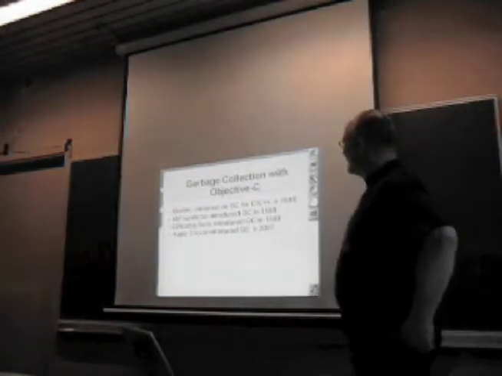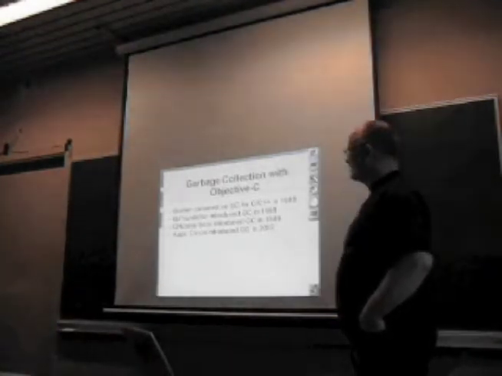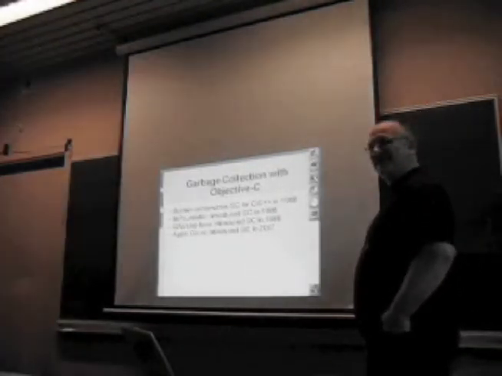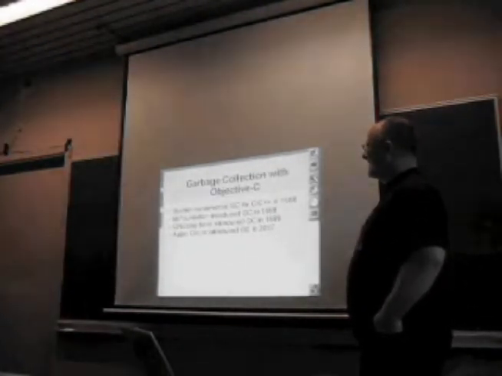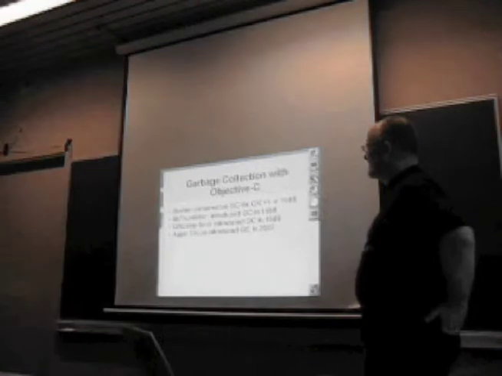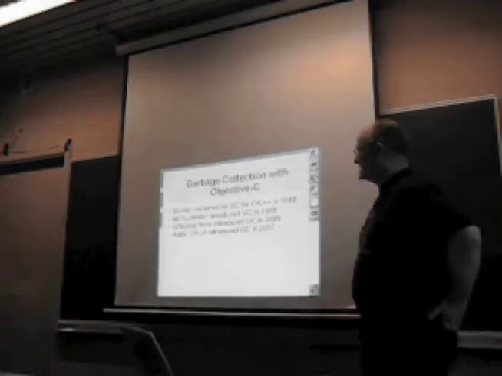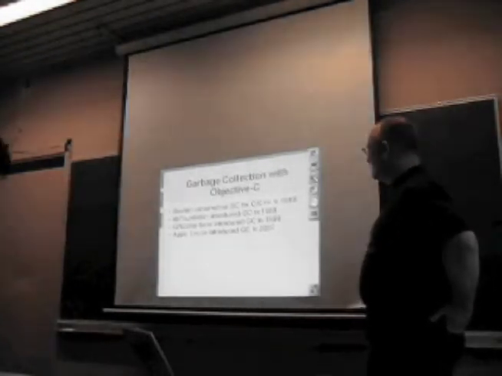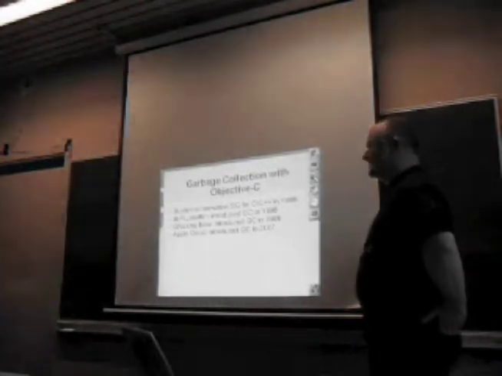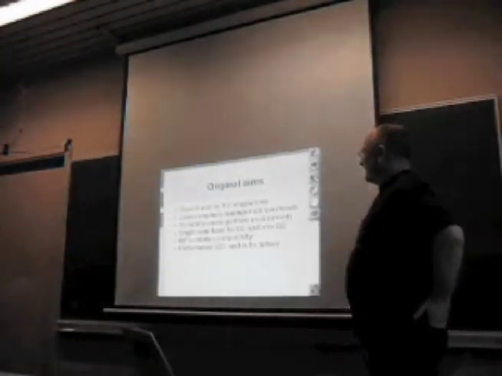First page here, history of garbage collection in Objective-C. This really started with the Boehm Conservative Garbage Collector, written in 1988, so it's a venerable piece of software. LibFoundation, which was written around the same time as GNUstep Base, introduced garbage collection to an Objective-C Foundation library in 1998, and I added it to GNUstep Base in 1999. So Apple Cocoa introduced it in 2007.